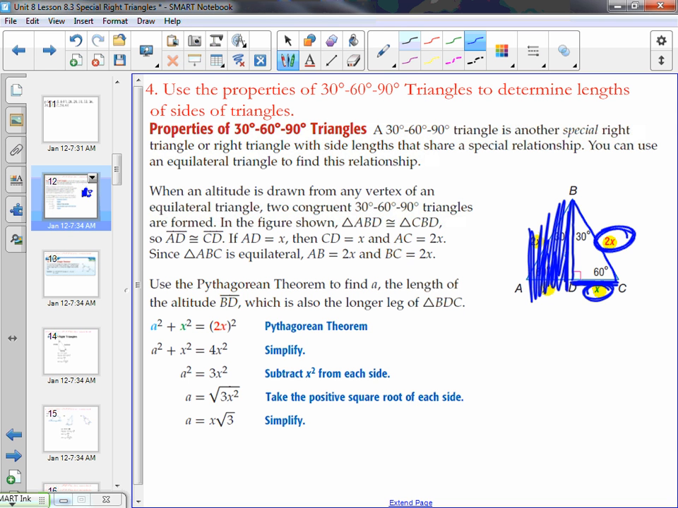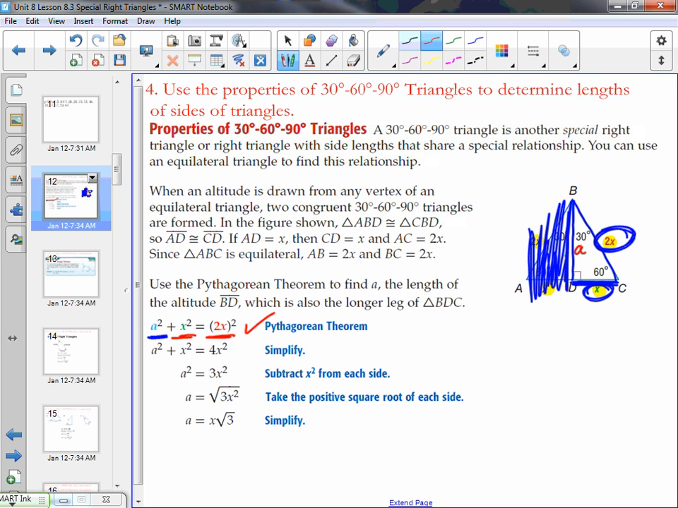Now, they called the long leg a, so I will too. So the length of the long leg is a. So one leg squared, a squared, plus the other leg squared, the short leg squared, x squared, equals the hypotenuse squared. The hypotenuse is 2x. You with me on setting up the Pythagorean theorem? So a squared plus x squared equals 4x squared, because 2x times 2x is 4x squared.